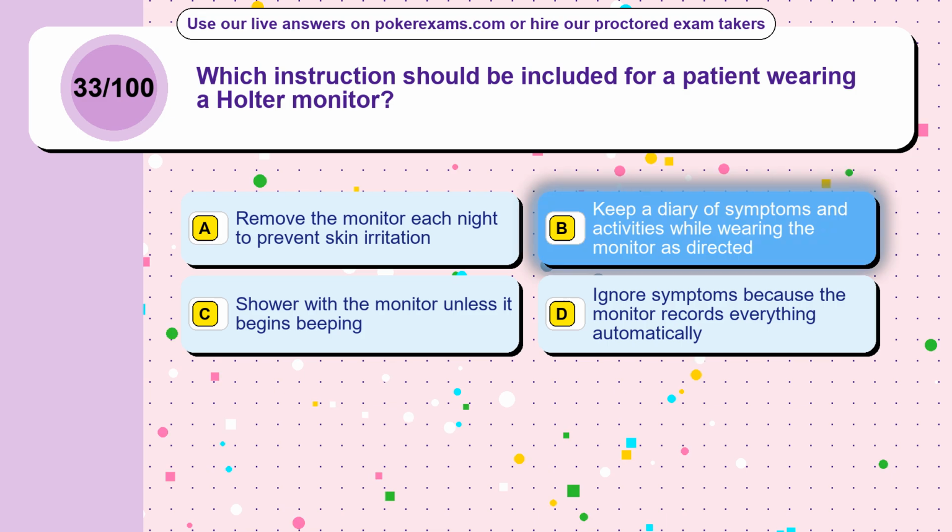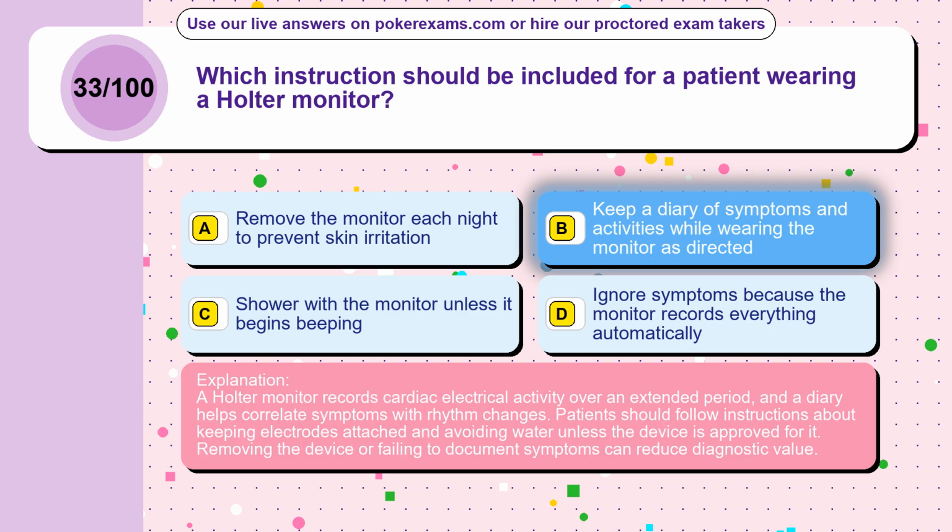The correct answer is option B, keep a diary of symptoms and activities while wearing the monitor as directed. A Holter monitor records cardiac electrical activity over an extended period, and a diary helps correlate symptoms with rhythm changes. Patients should follow instructions about keeping electrodes attached and avoiding water unless the device is approved for it. Removing the device or failing to document symptoms can reduce diagnostic value.